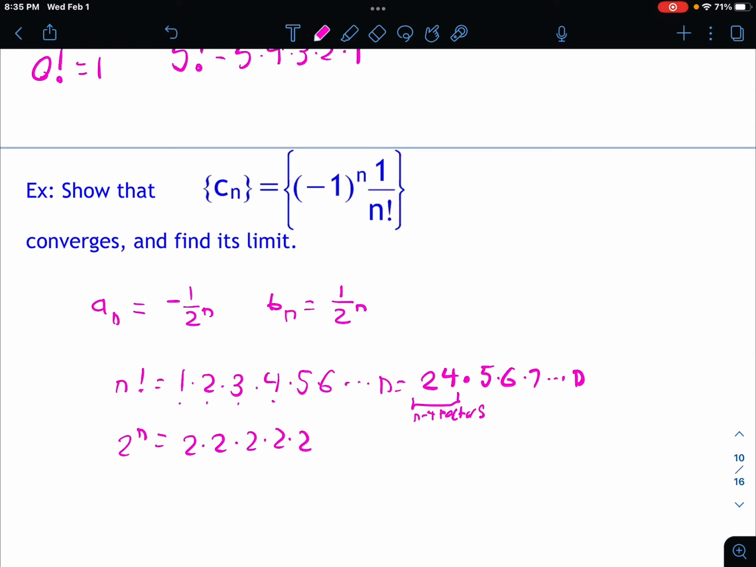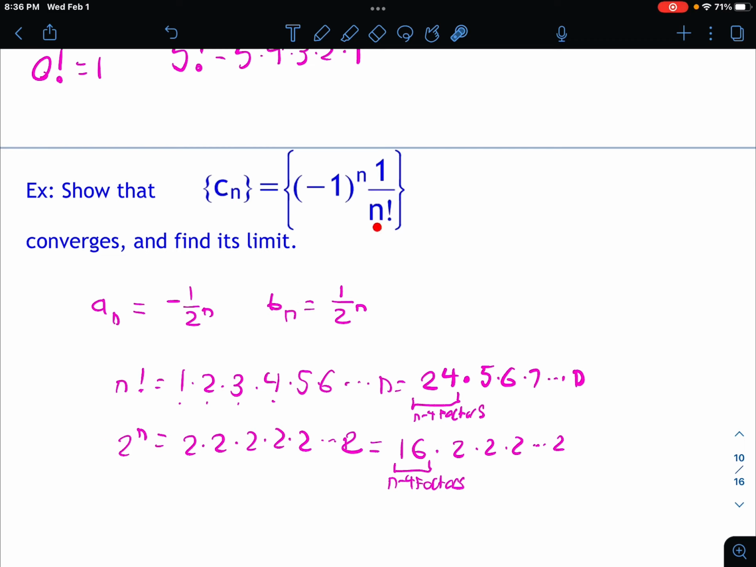If we take 2 to the n all the way out towards n, we're going to get the first four terms of 16, times 2 times 2 times 2, all the way out to our last term. This is also n minus 4 factors. What I'd like you guys to notice is that n factorial outperforms 2 to the power of n easily. It's much larger just by looking at the first four terms. As you keep going, we multiply by 5, 6, 7, 8, and we continue to multiply by 2. So n factorial overtakes 2 to the power of n.